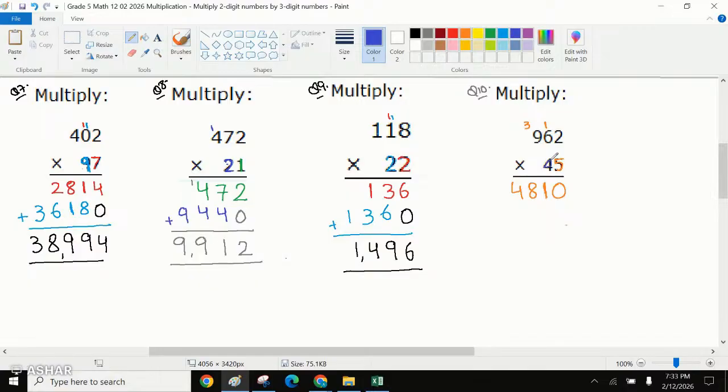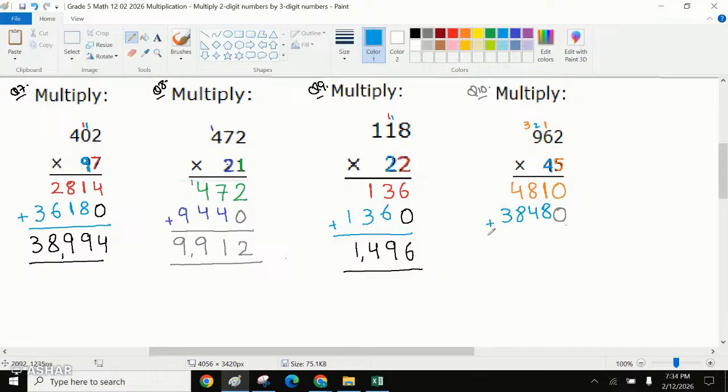Now let's multiply the tens. Once we are multiplying the tens, we put a 0. 4 multiplied by 2 is 8. 4 multiplied by 6 is 24. And we take this 2. 9 multiplied by 4 is 36. 36 plus 2 is 38.